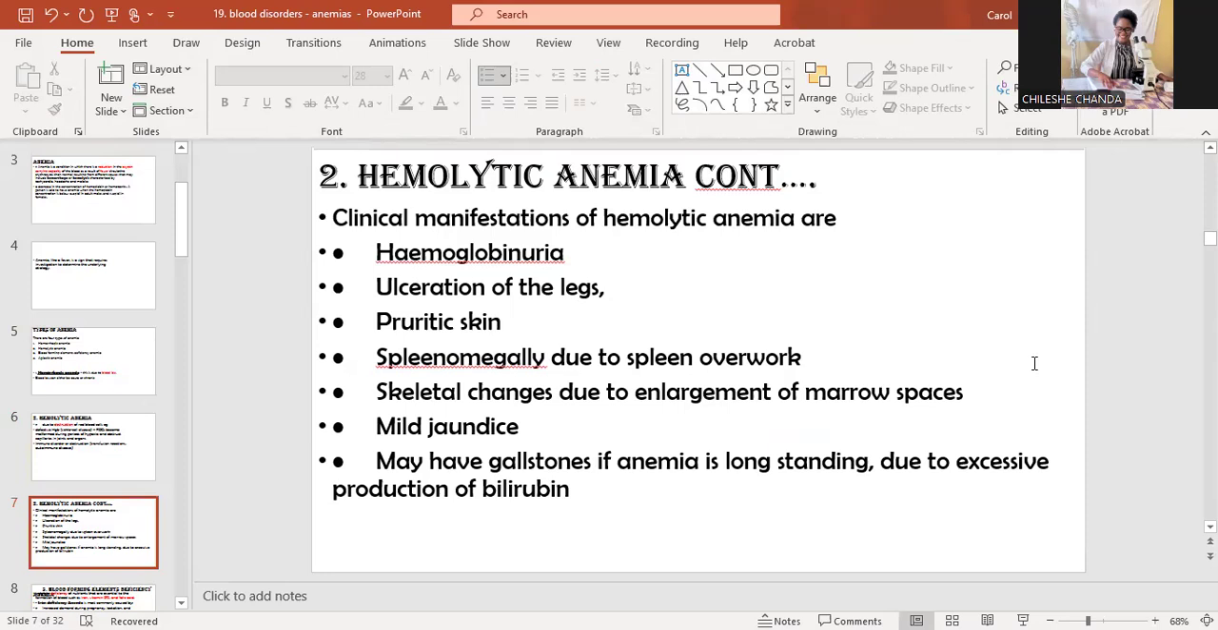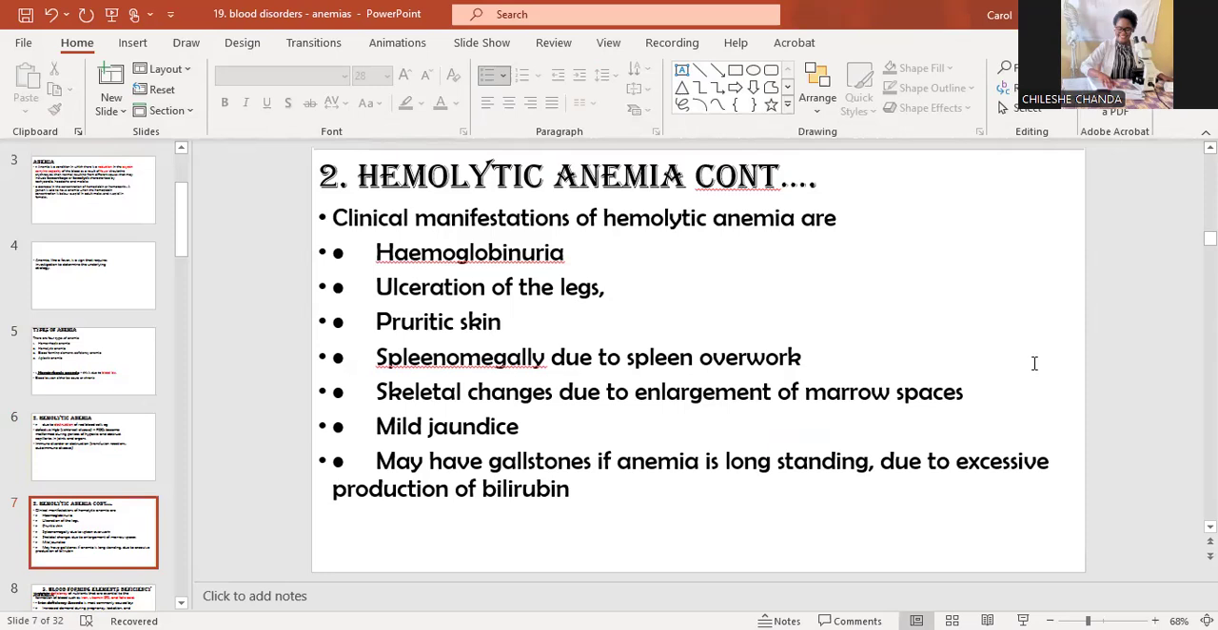The patient will experience mild jaundice. Jaundice is simply the yellowing of the skin and the mucous membranes. So you find that you look at this patient's mouth, the mucous membranes in the mouth, they are yellow. Or you look at the sclera of the eyes and they look yellow. That is jaundice. Now, that is a result of excessive amounts of bilirubin. Bilirubin is also a byproduct of red blood cell breakdown.